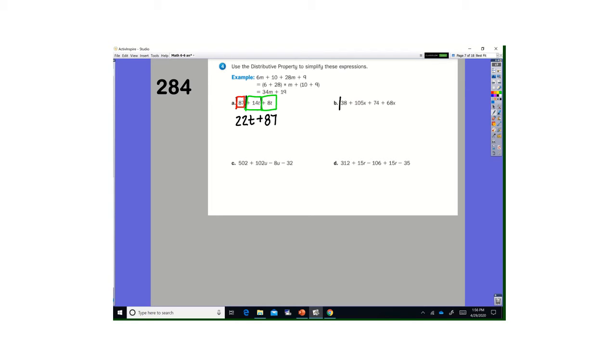Okay, same thing with letter B. I break it up. Now we're going to do our regular numbers in red still. So I have 38 and 74. And then the X's this time we're going to do in blue.